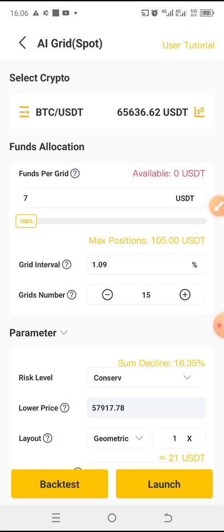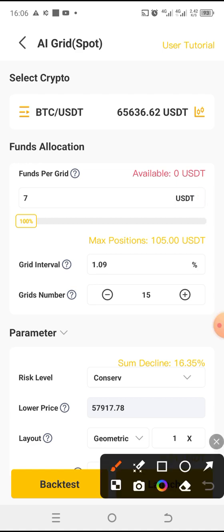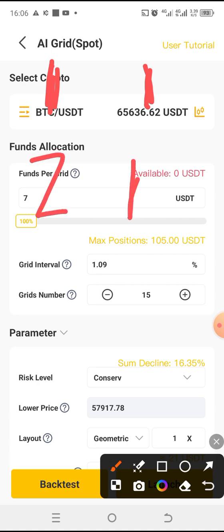But in this case, this is very different. AI grid is very different. What AI grid does for you is this: you buy your first coin probably at $1. Then when the coin goes to 0.5, you buy two other coins at 0.5, so that is $1. When the coin goes to maybe 0.25, you buy four coins at 0.25, that is $1.